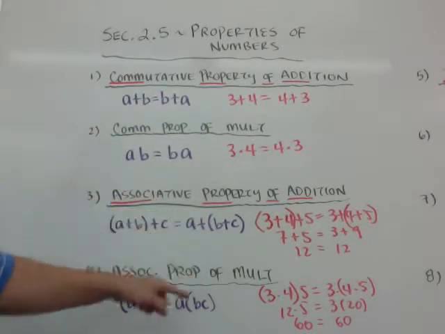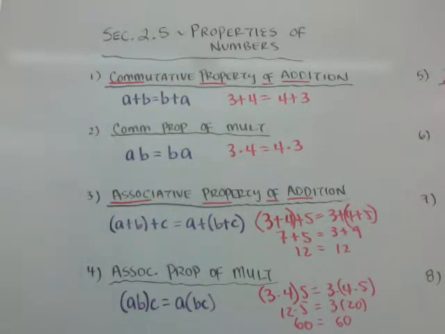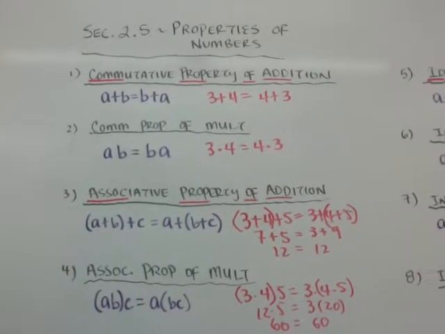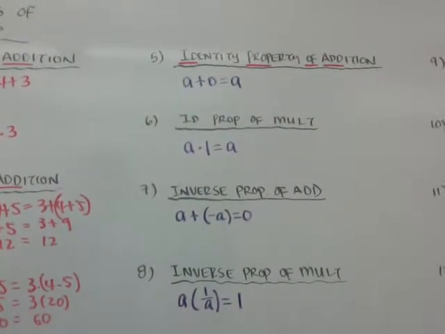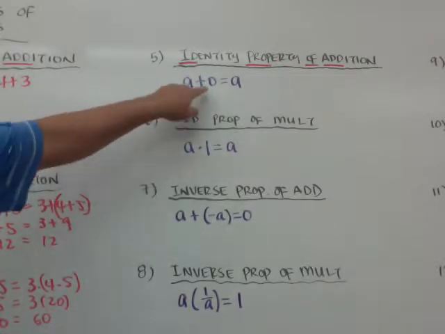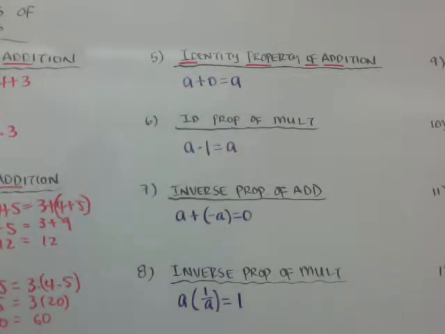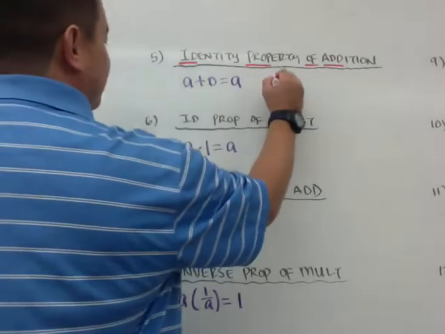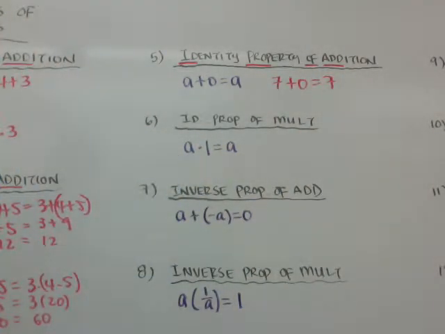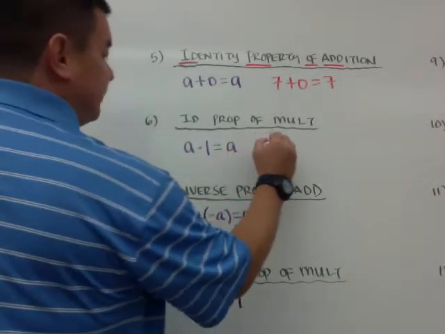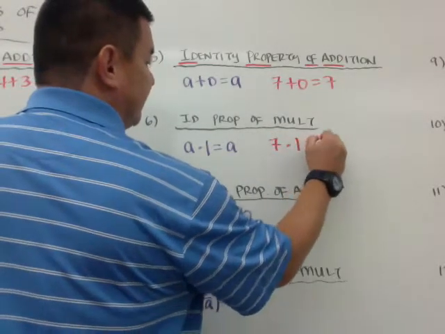Addition and multiplication. Those are the first four. The next 4: identity property of addition. Anything plus 0 is equal to itself. So if I just said a simple number, 7 plus 0 is equal to 7. Any number plus 0 is equal to itself. The identity property of multiplication says anything times 1 is equal to itself. So if I had 7 times 1, that's going to equal itself.